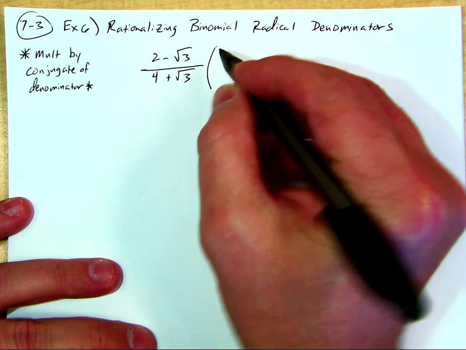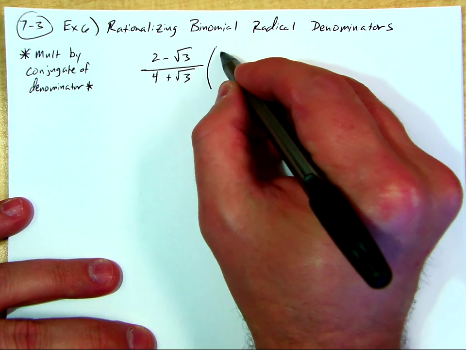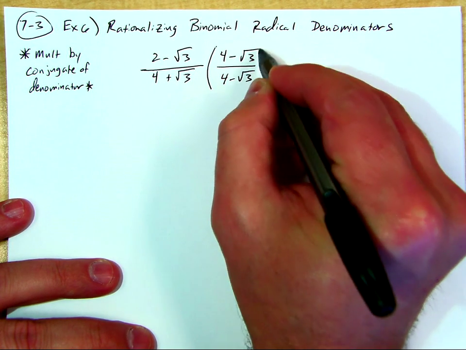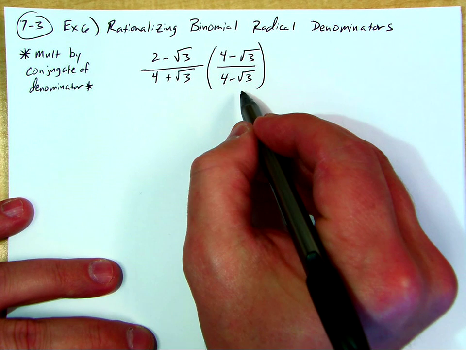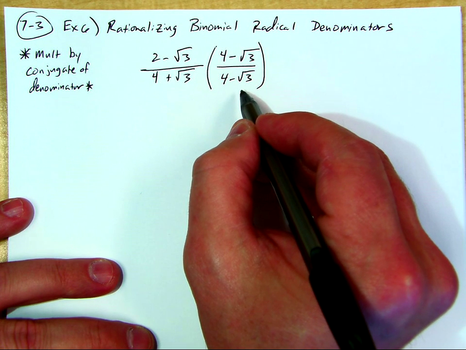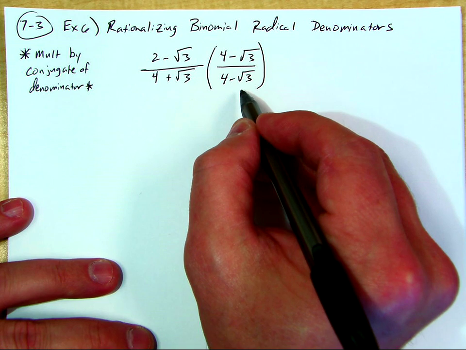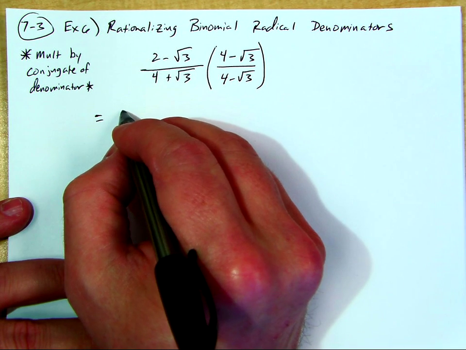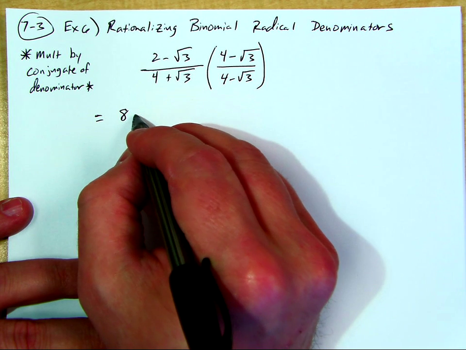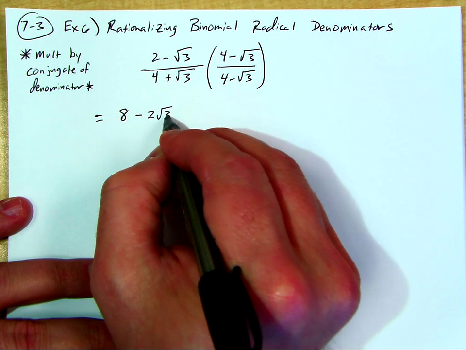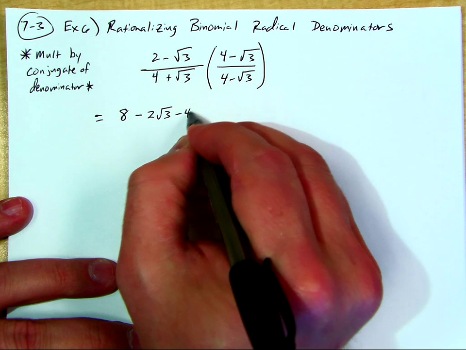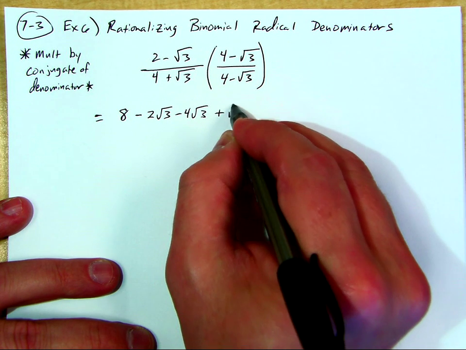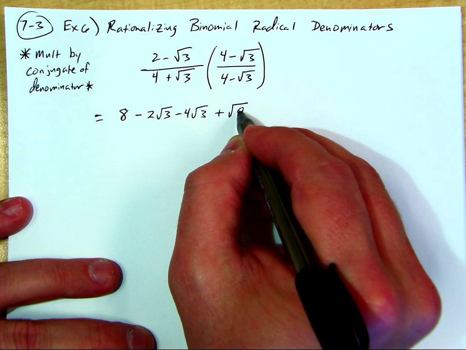So I'm going to write this out. The conjugate of this denominator is 4 minus rad 3. Anytime we rationalize, we're multiplying the expression times the 1, but in this case the 1 looks like the conjugate of the denominator. Okay, going to FOIL this out. On the top, it's 8, and then minus 2 rad 3, minus 4 rad 3, and then the negative times the negative is plus rad 9. That's going to be plus 3 here in just a minute.